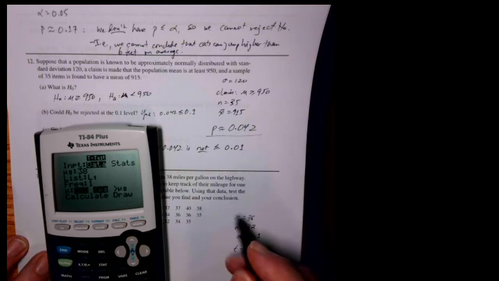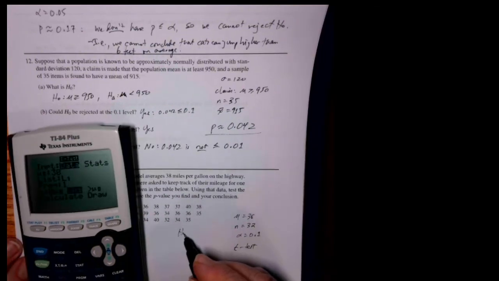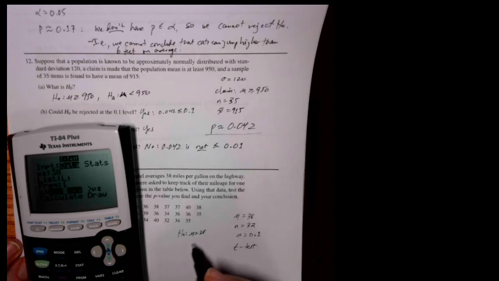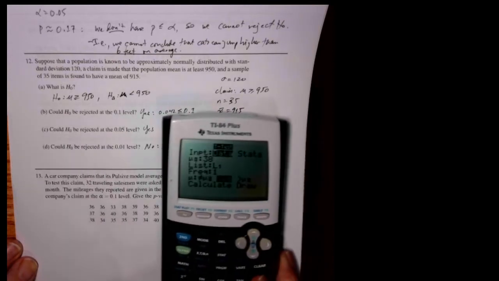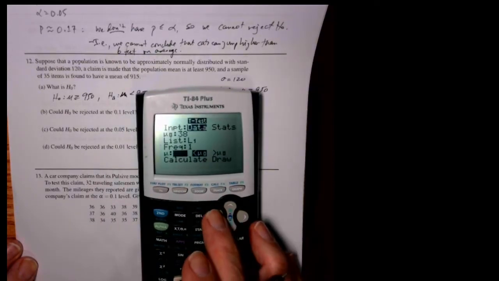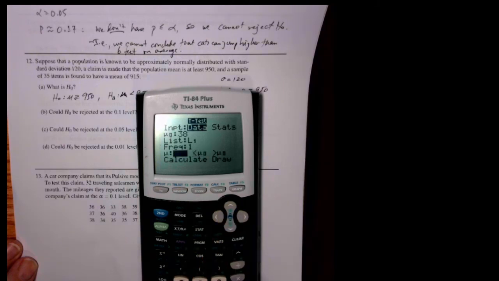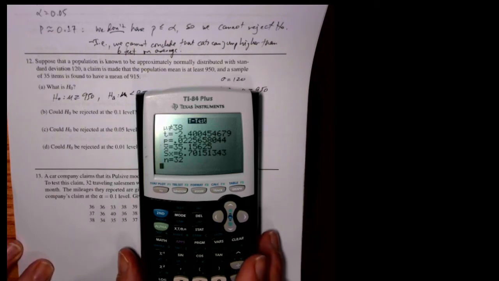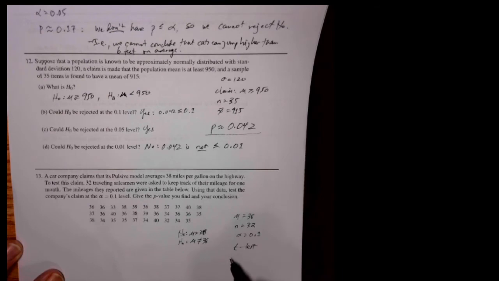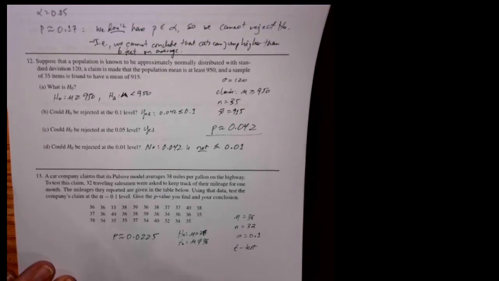Since I should write this down, I have H naught, mu is equal to 38. And of course, the alternative, mu is not equal to 38. And so that's what I'm going to choose here. I'm going to choose mu not equal to mu naught. Then go down to calculate, and there's my p-value, 0.0225. So p is 0.0225. How about that?